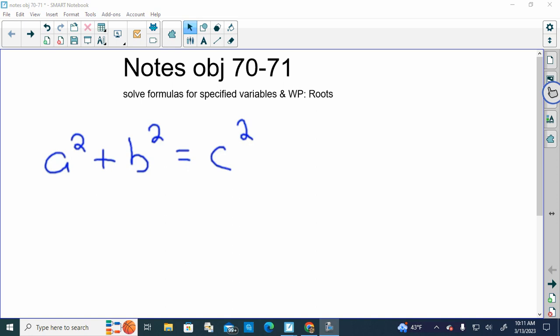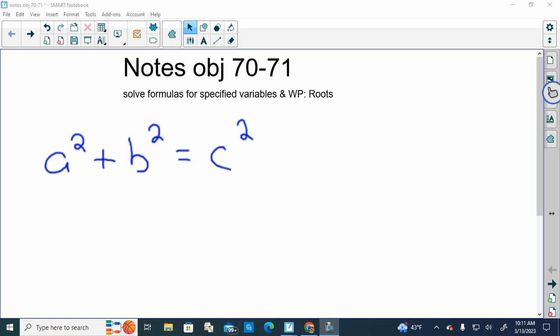Okay, so we're going to be solving formulas for specified ones. There are word problems on here. Don't panic, because the formulas are already written for you. They just have a sentence describing what the formula is. So it's not you having to set up the formula. There are word problems in this one.